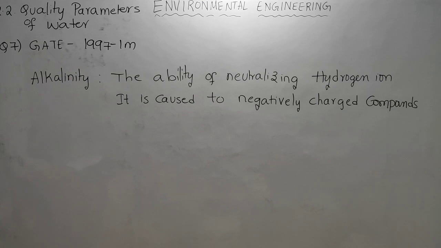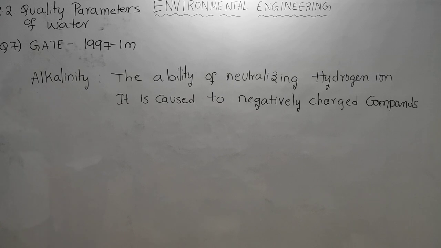Option C is, it is the presence of ions in water that will neutralize hydrogen ions. It is exactly correct. It is the presence of ions. So the ions which are present are anions, that is negatively charged compounds present in water, which will neutralize hydrogen ion. Hydrogen ion is positively charged H plus ion. So this is the right answer.